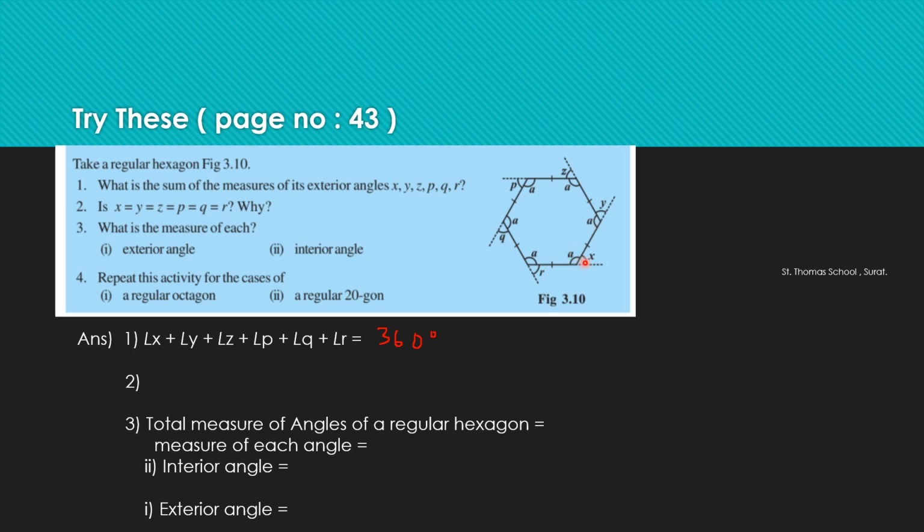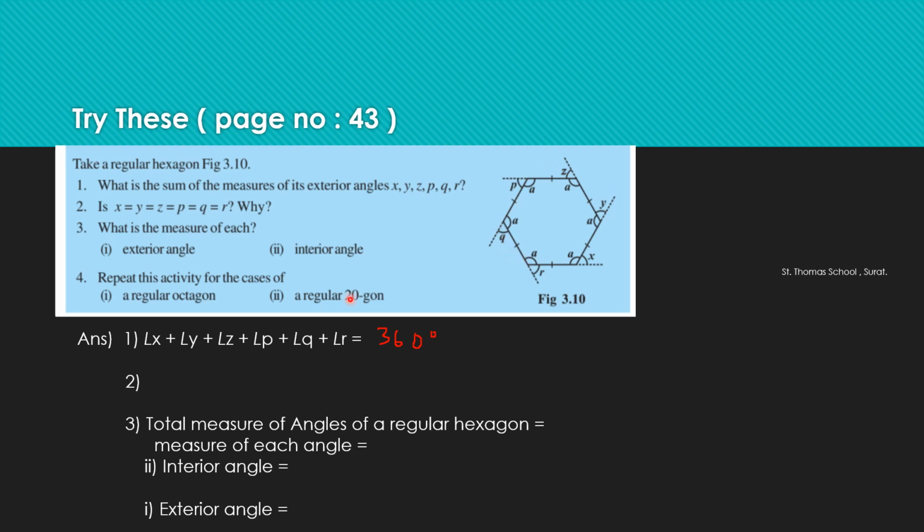Suppose here A and X. A is 120 degrees. So what is X? 180 minus 120, that is 60 degrees. The same with A and Y. A is 120 degrees because this is a regular hexagon. So what is Y? 180 minus 120, that is 60 degrees. In the same way all these exterior angles are equal.